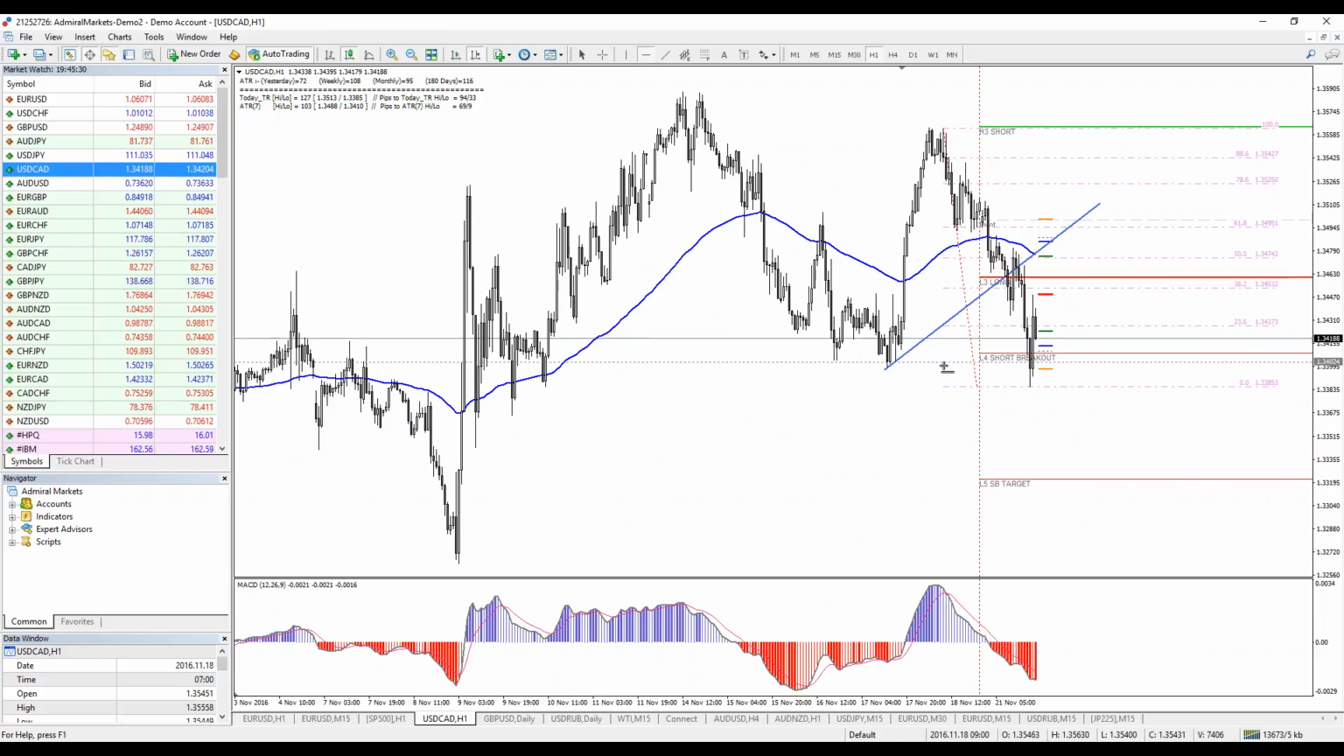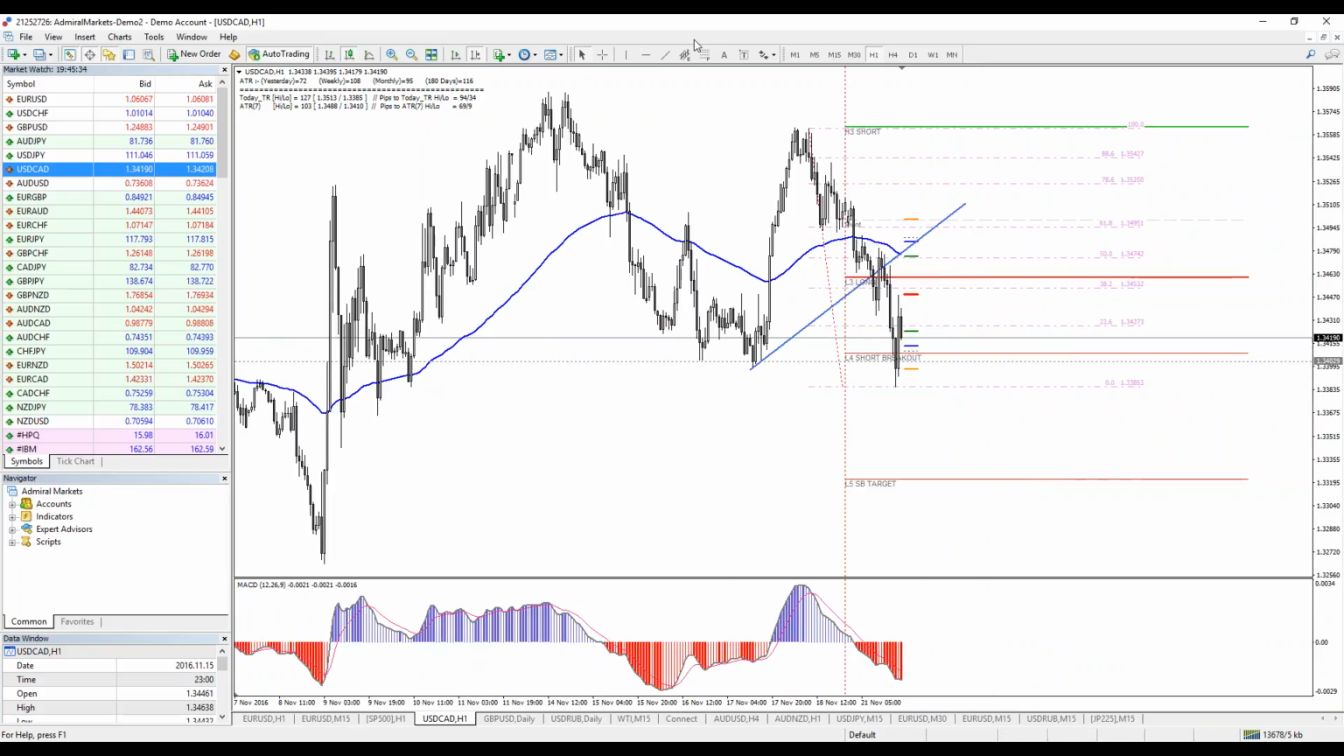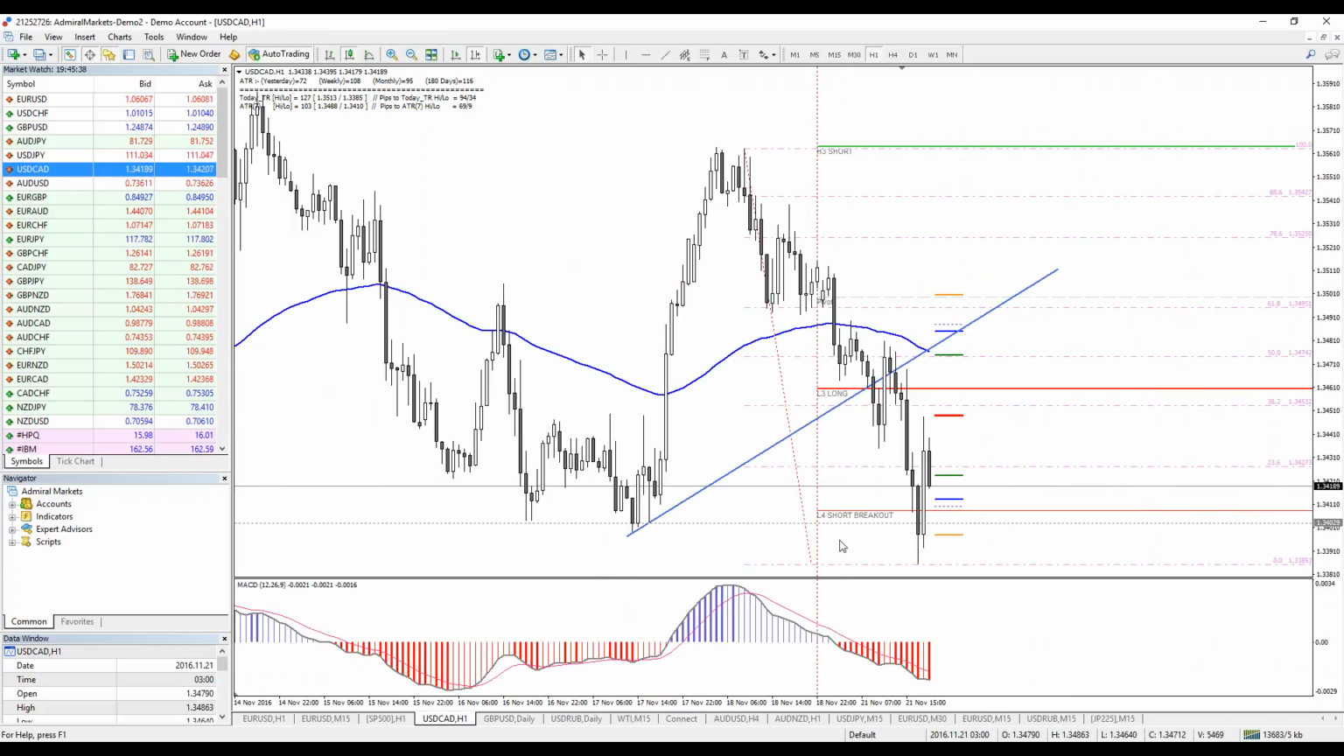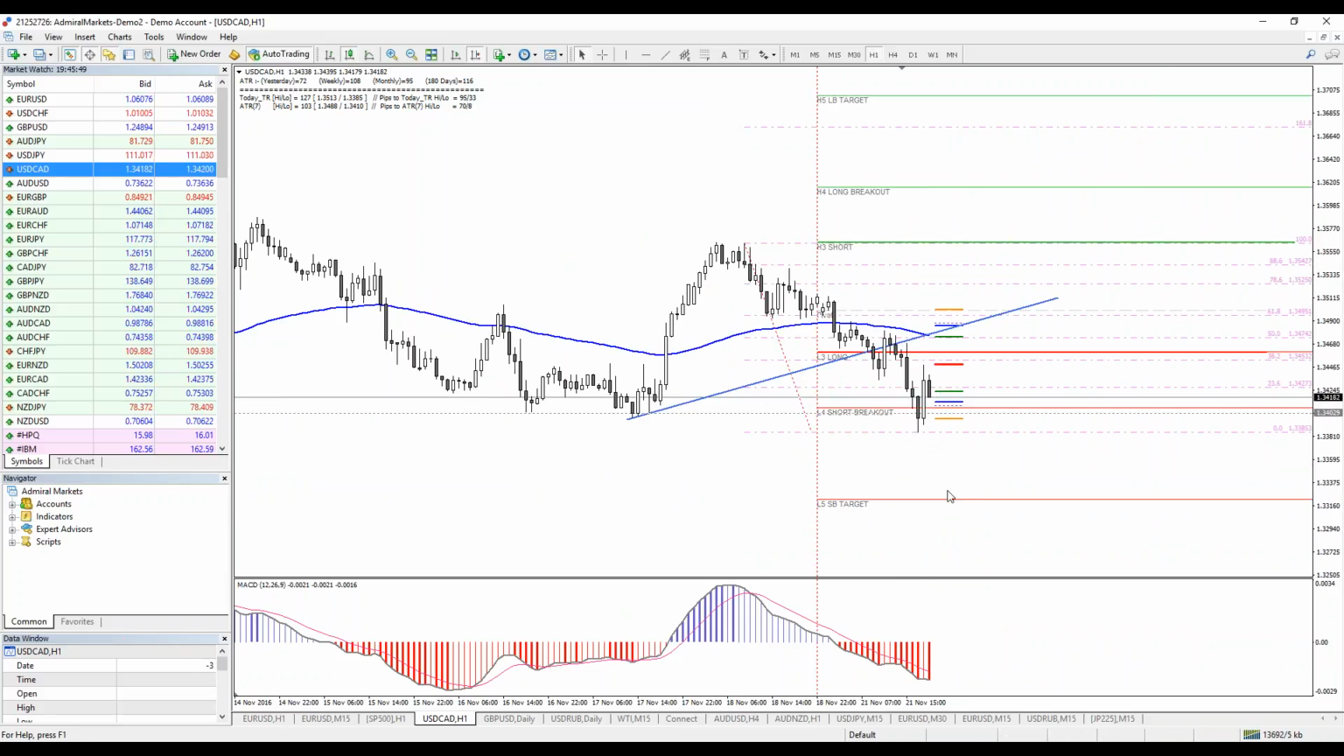Watch this, guys. This was important support here. So this was broken, right? It went down. So I would sell from here, aiming for even lower levels. But if this low breaks, this could be a breakout trade, provided that we have enough momentum and volatility in the market. Yeah. So we could see even lower levels.